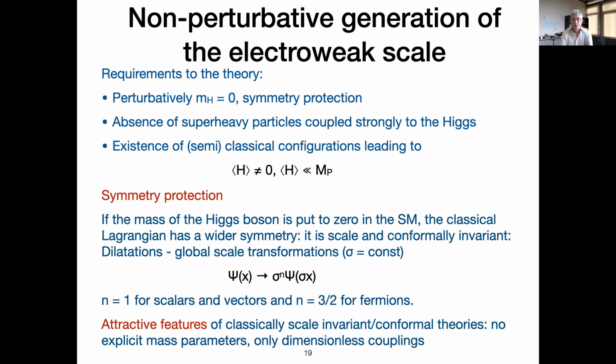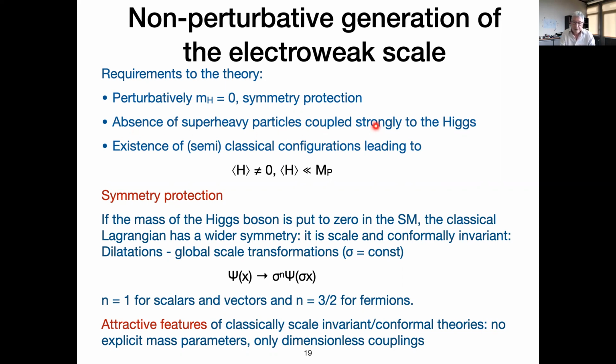Now let's come back to theory, and let's see what requirements we should impose on the theory so that non-perturbative generation of the electroweak scale becomes possible. First of all, perturbatively, we should have the mass of the Higgs equal to 0, and this should come from some symmetry protection. So we should have a theory in which, if the mass of the Higgs is put to 0, then we compute different corrections, and this mass is not generated by perturbative corrections. Why so? Because if it is generated by perturbative corrections, then it's unlikely to be exponentially small.